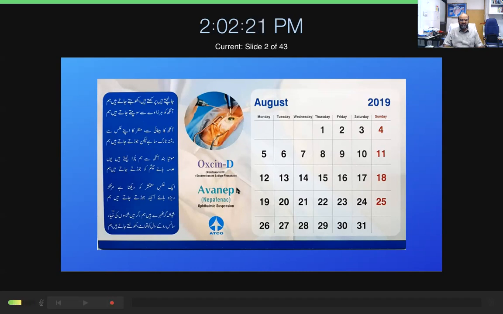So this is my poetry, as you can see very well. Only an eye surgeon can write such kind of poetry.